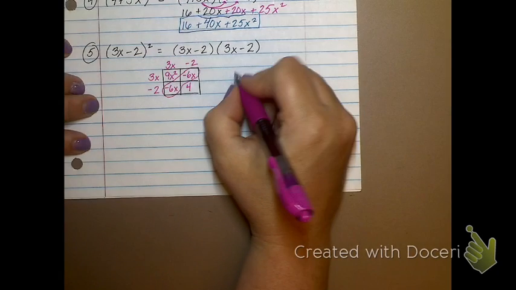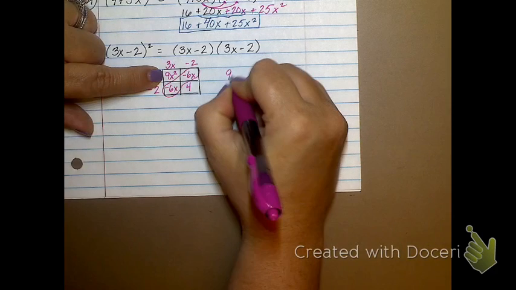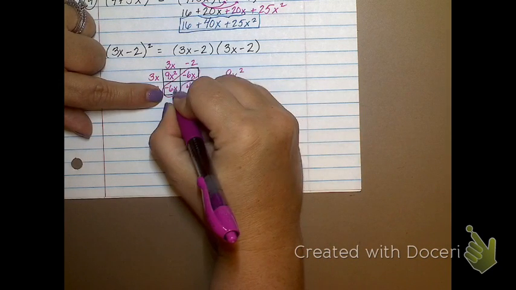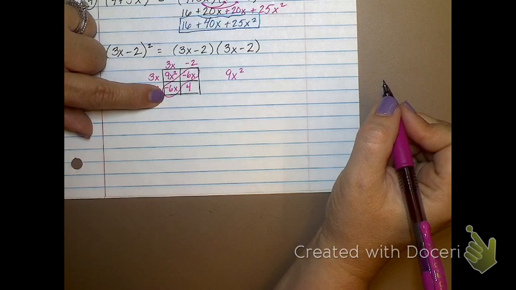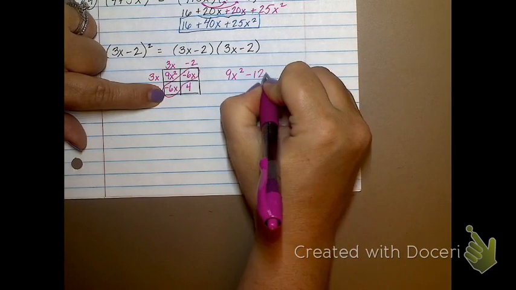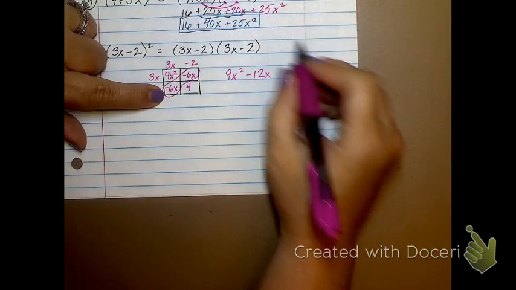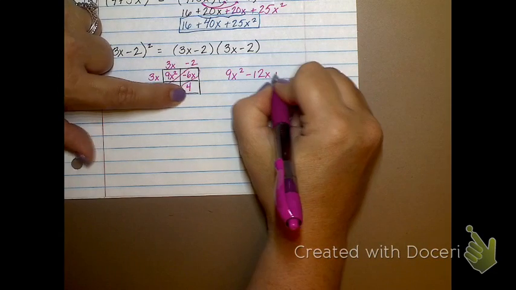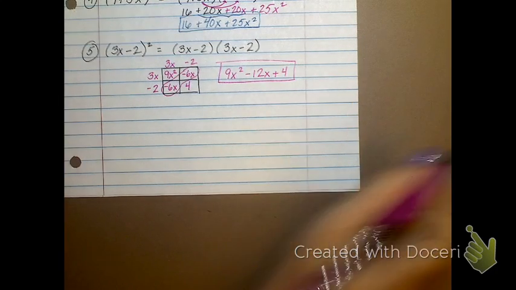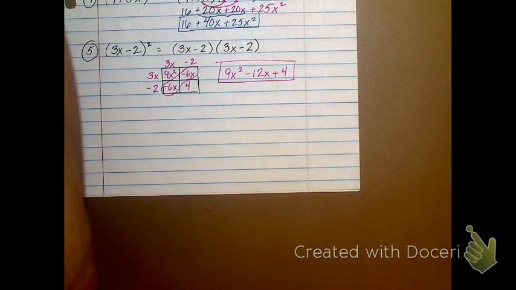Yes. Good, that's helpful. I don't have to search for them. So how should I write my answer? I have 9x squared. And then what? I combine those two. What's negative 6 and negative 6? Negative 12. So I have minus 12x, and then plus 4. Done. Not too bad.